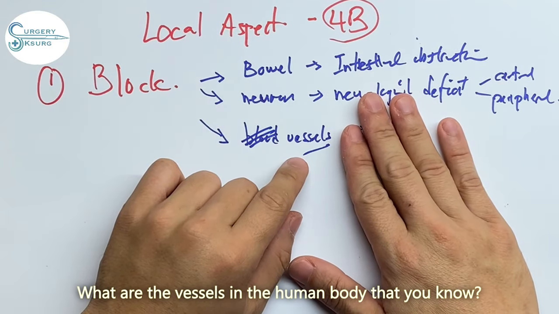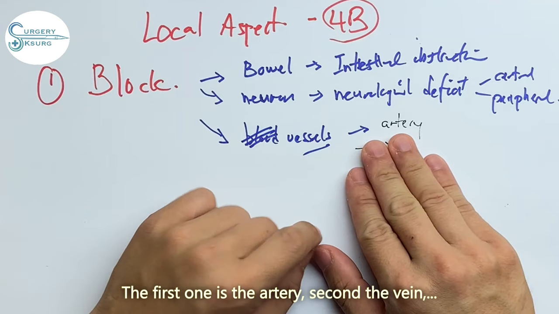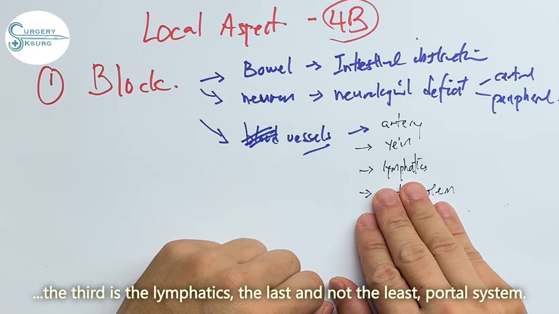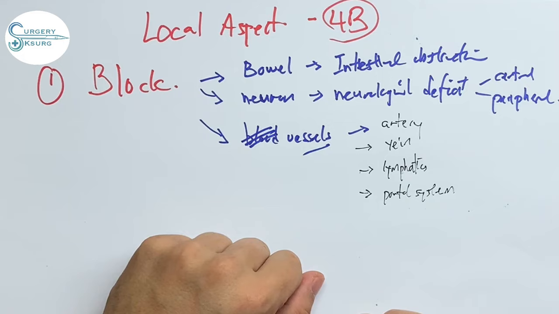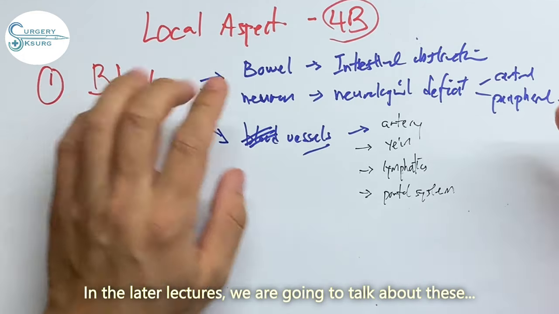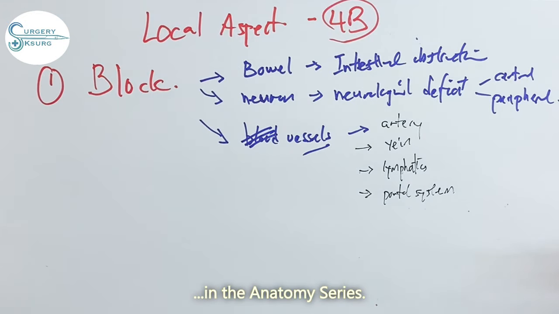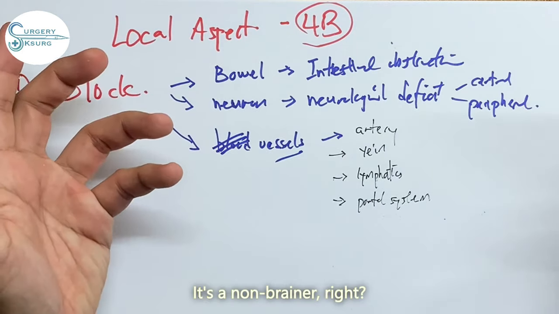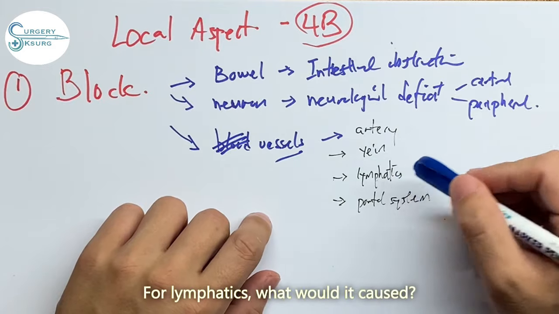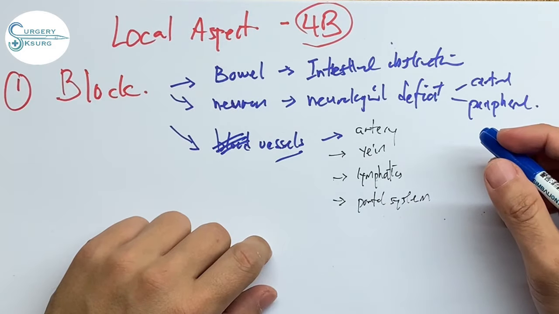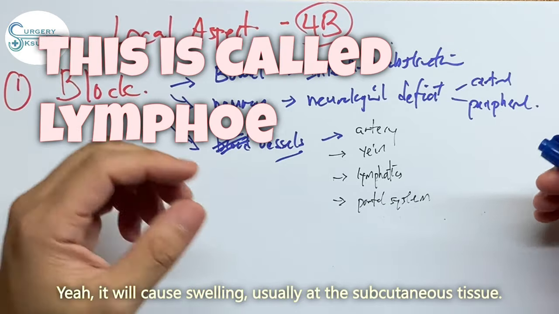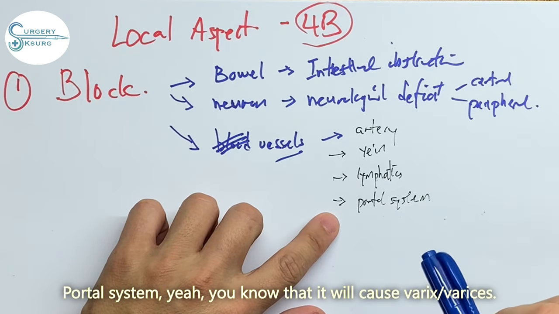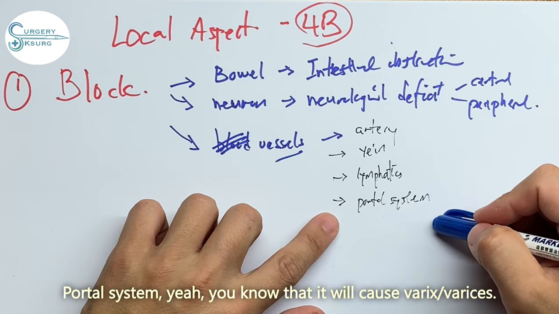What are the vessels in the human body that you know? The first one is artery. Everybody knows that. Second, vein. The third is the lymphatics. And last but not least, the portal system. For later lectures, we are going to talk about this in the anatomy series. We are looking at the blood vessels. If blocked, it will cause ischemia. It's a no-brainer, right? So for lymphatics, what will it cause? It will cause swelling, usually in the subcutaneous tissue. For the portal system, you know that it's actually the varices, right? The varices.